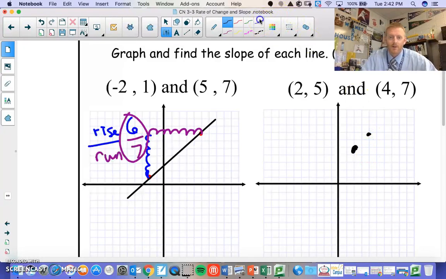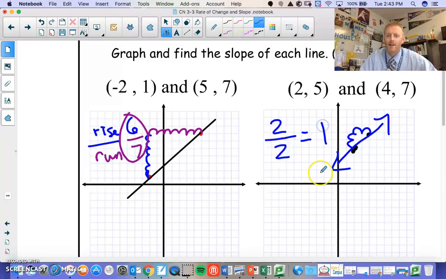And you will notice on this one that I connect the dots with a blue line, beautiful blue, up 2: 1, 2. So my rise is 2. To the right, 2. So my run is 2, which simplifies to a slope of 1. So my slope on that one is a 1.